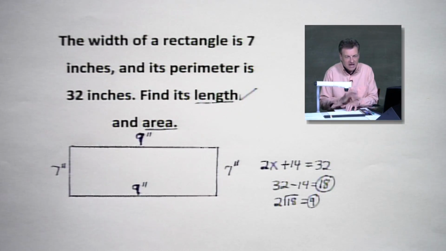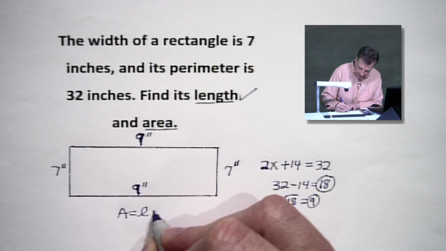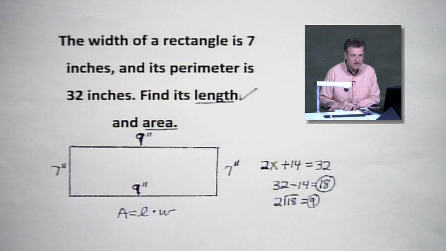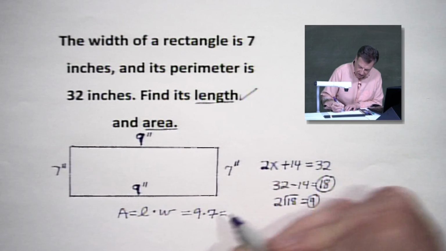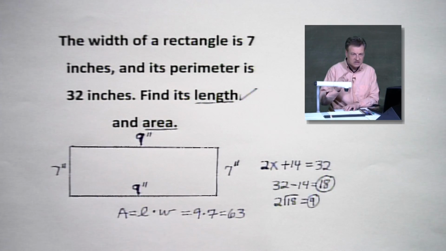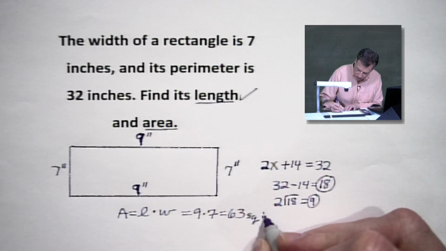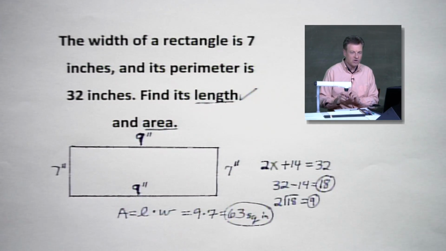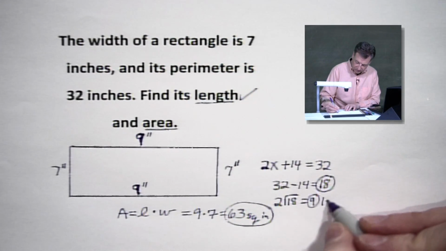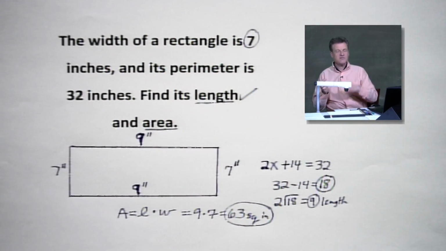We've got the length. Now the area is real simple to find. Area is equal to length times width. We've got them both now, don't we, folks? So that's going to give us 9 times 7. We get 63, not inches, but 63 square inches. That's how we get our area. So there's your area, 63 square inches. Our length is right there, our width we knew. My goodness, the perimeter, it all fits together.